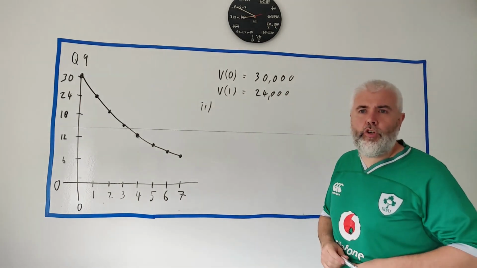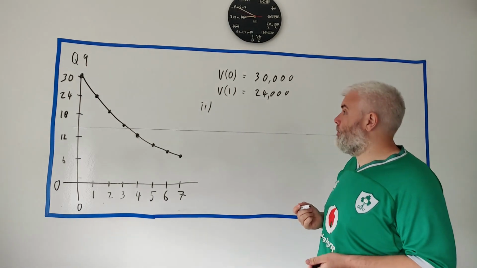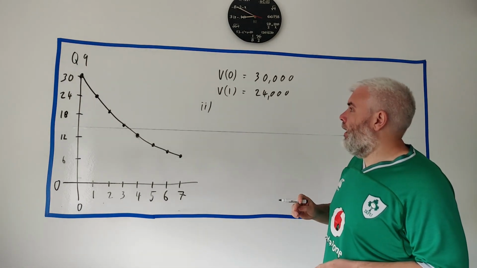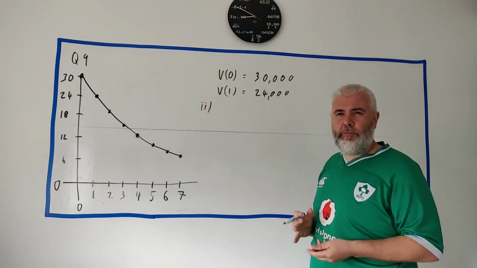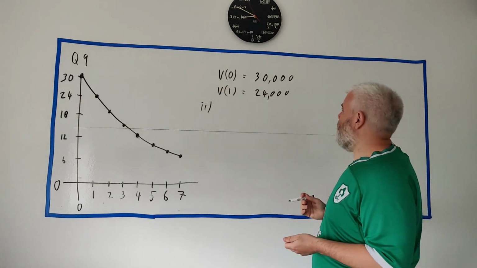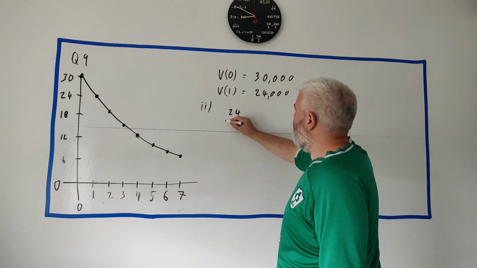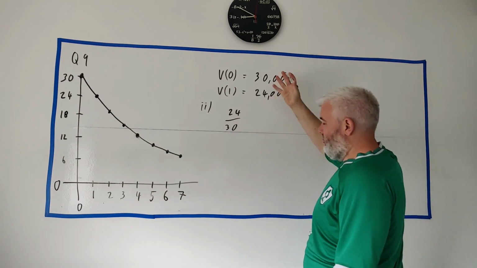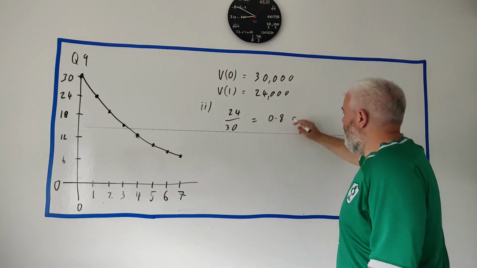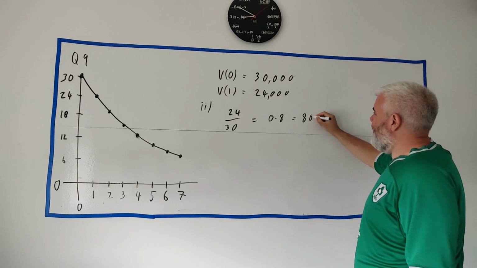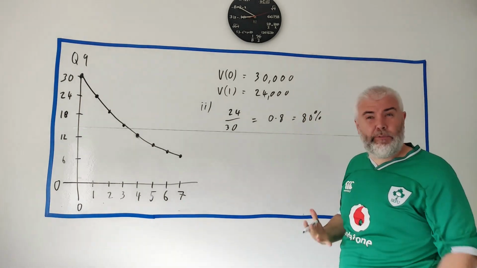So for part 2, they ask us to confirm that the value has dropped by 20%. So 20% down from 30. So it's a percentage question. We want to find out, there's a couple of ways. We could get the percentage 24 out of 30, or 24,000 out of 30,000, and that's going to give us 80%. 0.8 is the same as 80%. So if it's at 80 now, it must have dropped 20%.